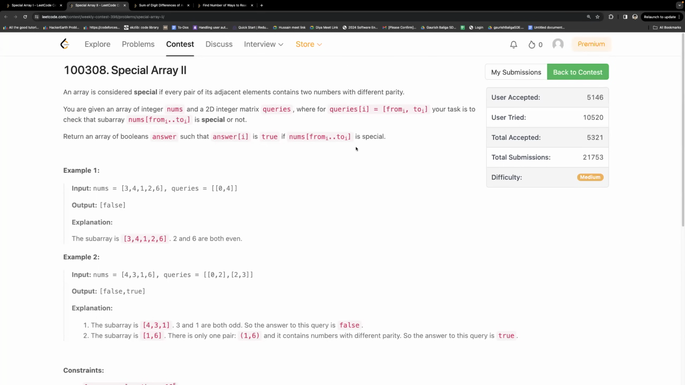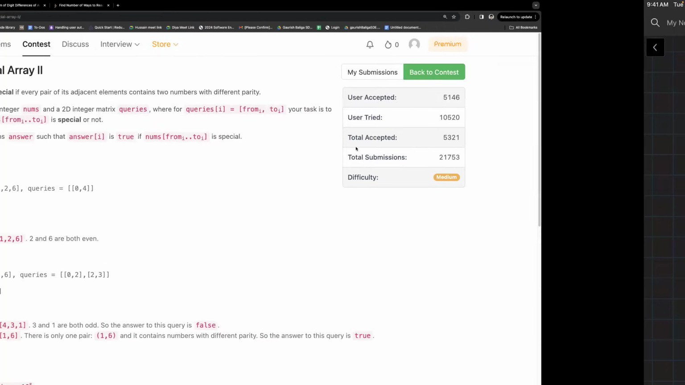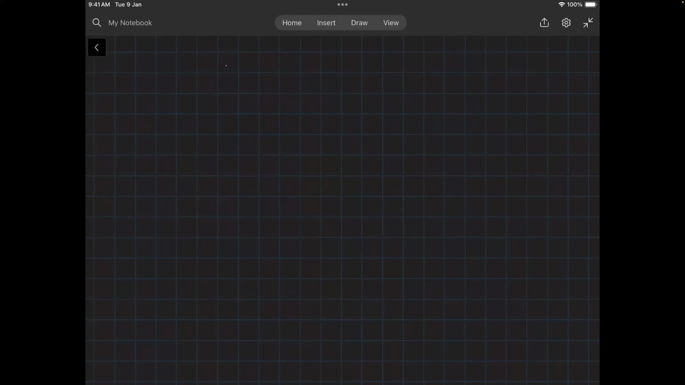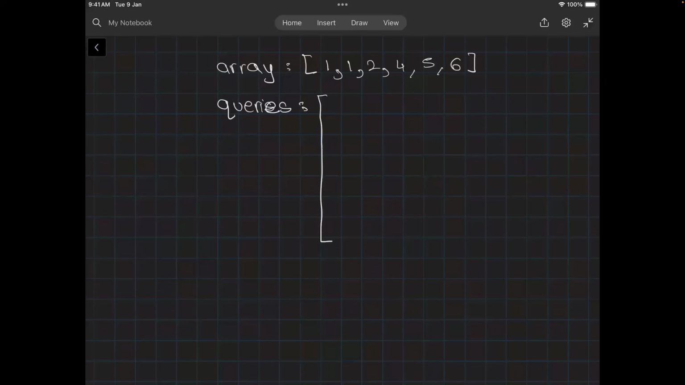Okay. So what does the problem say, guys? Let's have a look. We are given an array. Let's consider that the array is 1, 1, 2, 4, 5, 6. Now, along with this array, we are given some queries. Sorry for the spelling mistake. What are these queries? Each query is of type L to R. This is L1 R1. This is L2 R2. So on and so forth, up to LQ RQ.